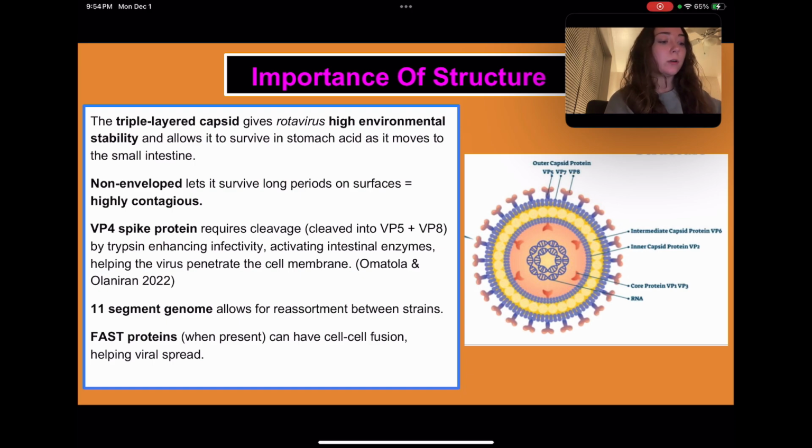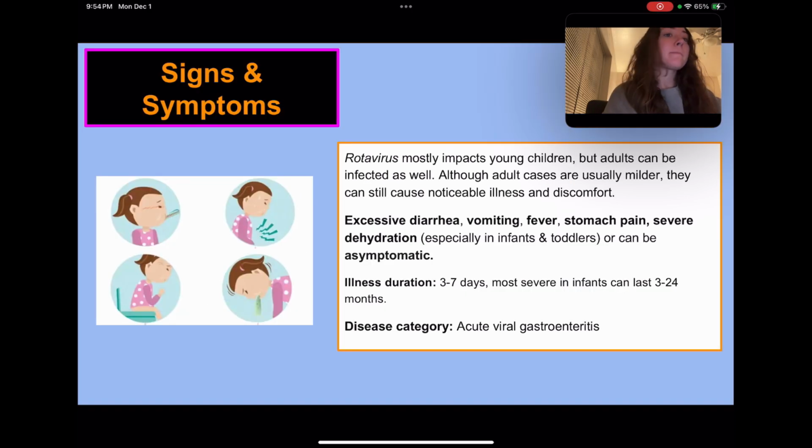helping viral spread. Signs and symptoms: rotavirus mostly impacts children under the age of 5, but adults can be infected as well. Although adults' cases are usually not as bad or more mild, they can still cause noticeable illness and discomfort.